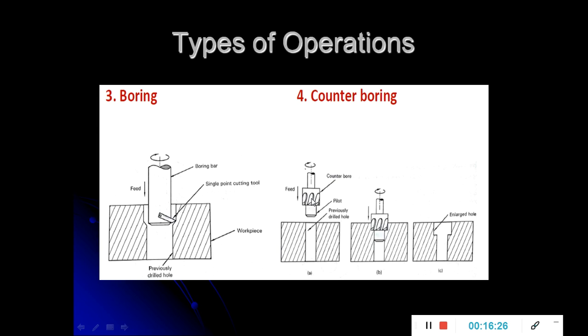This tool is known as a counter boring tool. Now counter boring is the operation of enlarging the end of the hole through some extent on the outer surface of an already drilled hole. So why is it necessary? To accommodate square headed bolts or any type of headed bolts, we need an enlarged hole at the end of the workpiece. So this is done with the help of a counter boring operation.